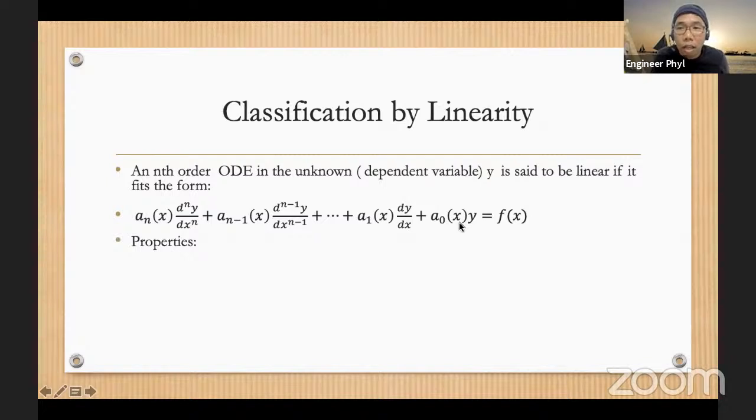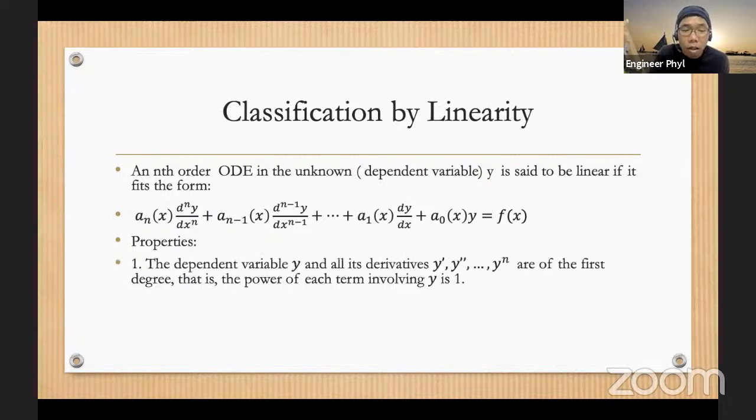So what can you say about this equation? It is said to be a linear differential equation. Our first property here is that the equation is said to be linear if the dependent variable y and all its derivatives, y prime, y double prime, and so on, are of the first degree. When you say first degree, the power of each term must be 1, including the unknown function.